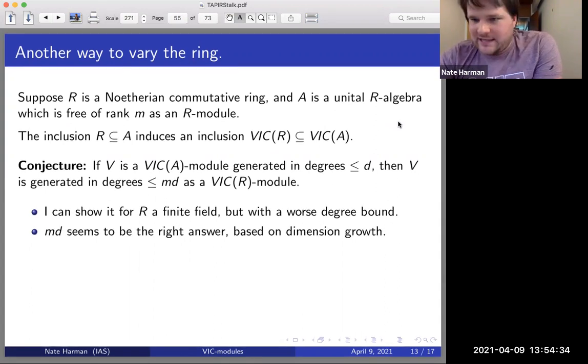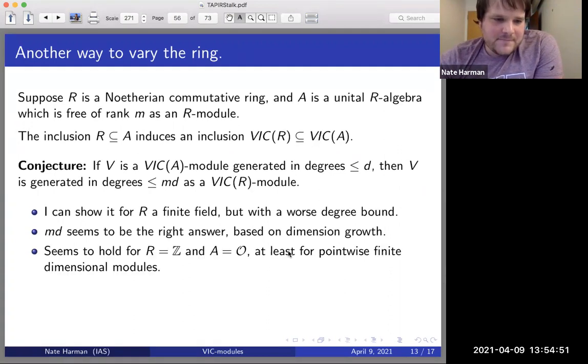But I think this is the right answer because for dimension growth reasons, if I do this restriction, it really looks like something that's generated in degree M times D. So that seems to be the right answer. And it looks like it holds, now that I have these two super rigidity statements, it also looks like it holds for pointwise VIC-Z modules and pointwise VIC-O modules.